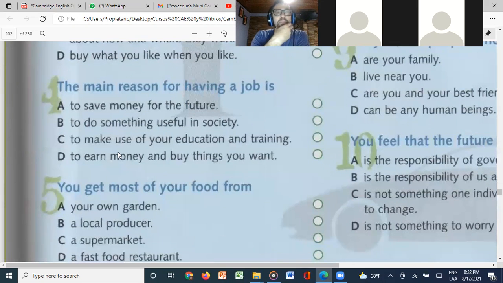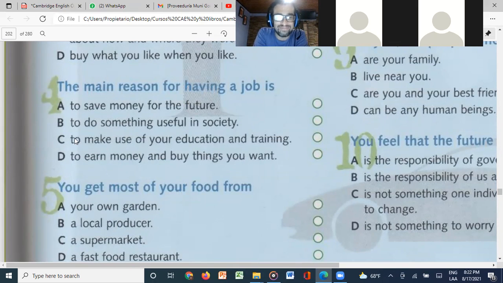Maybe the C, but I don't know. Maybe the B or the C. I think maybe the C. You choose C, okay. Choose C, to make use of your education and training.